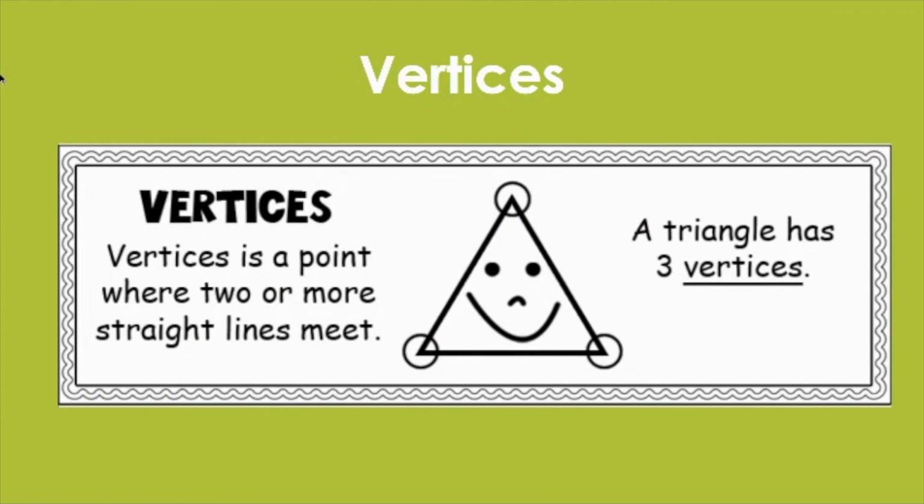Vertices. A vertex is a point where 2 or more straight lines meet. So when 2 or more straight lines meet in a little point, that is called a vertex. A triangle has 3 vertices.